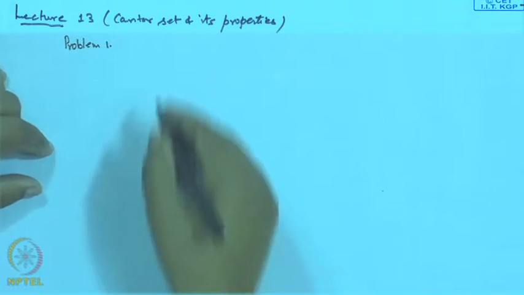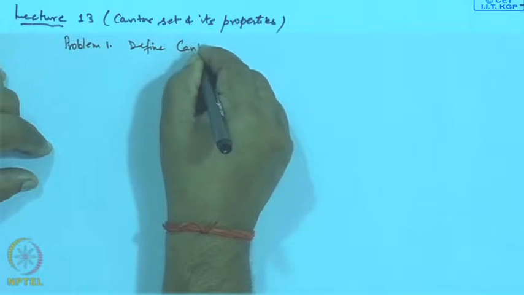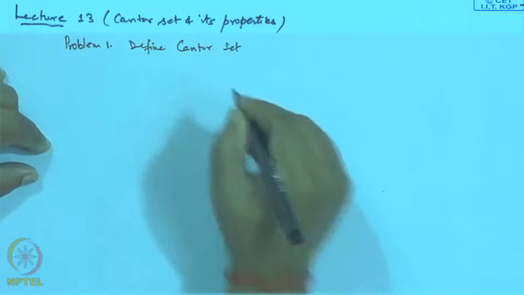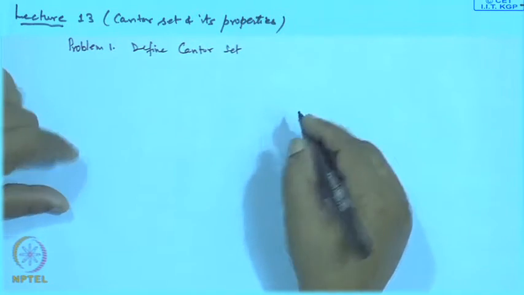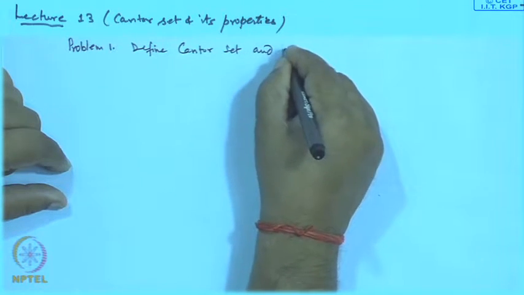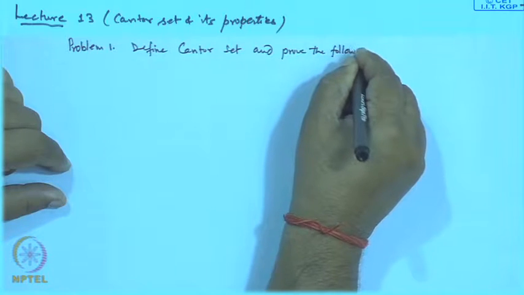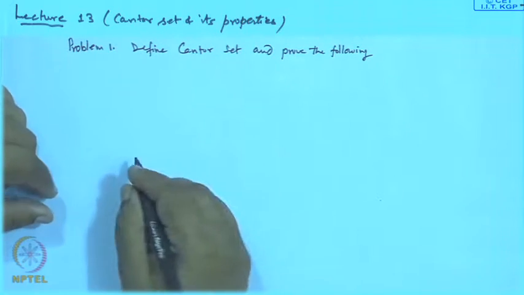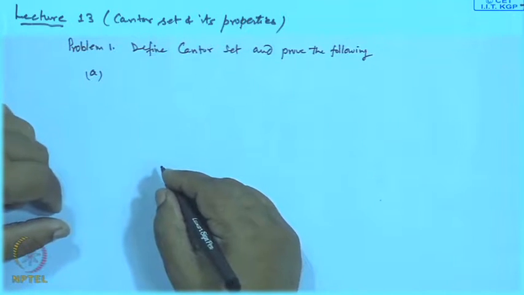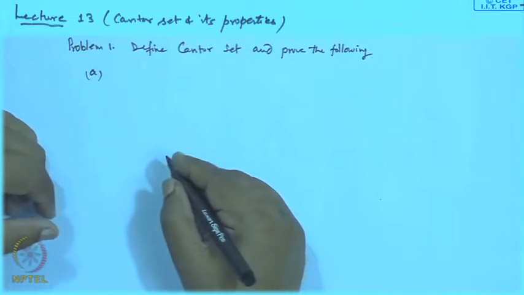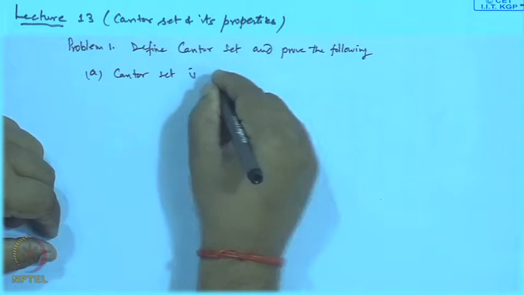Define the Cantor set, and prove the following. Part 1: the Cantor set is a closed set.